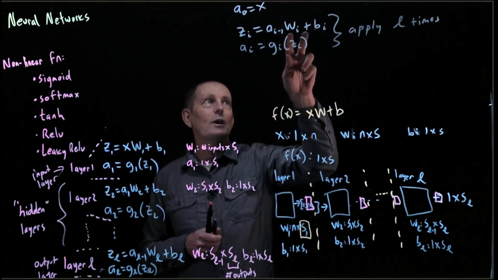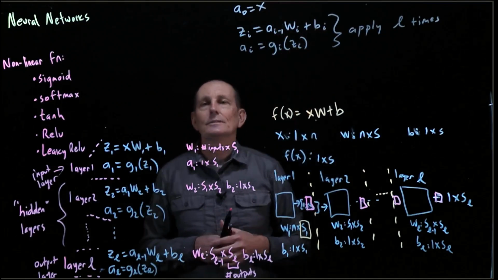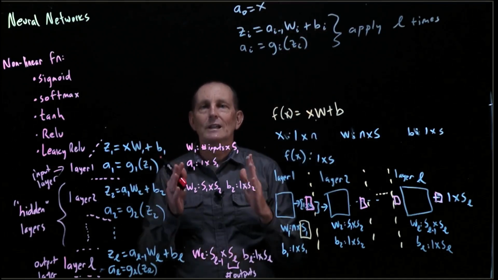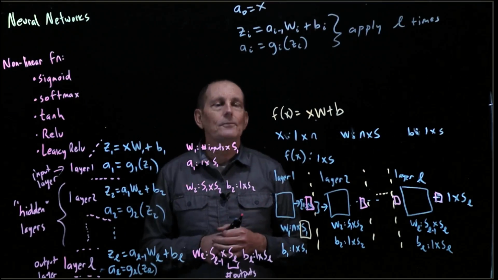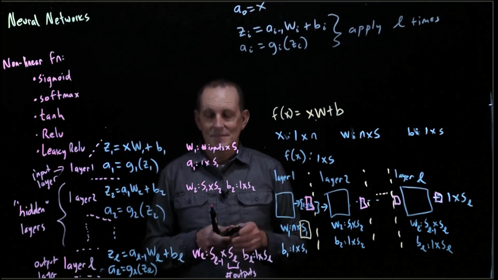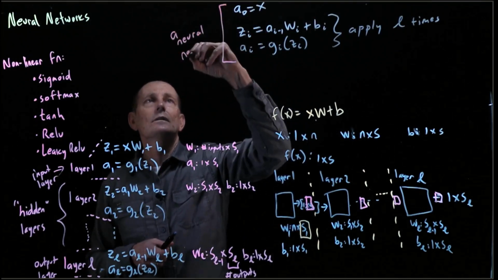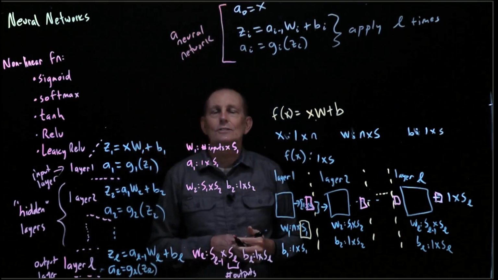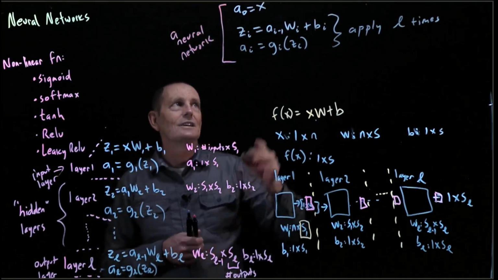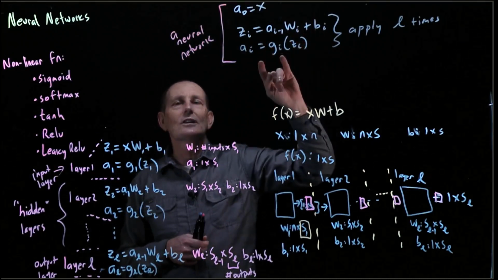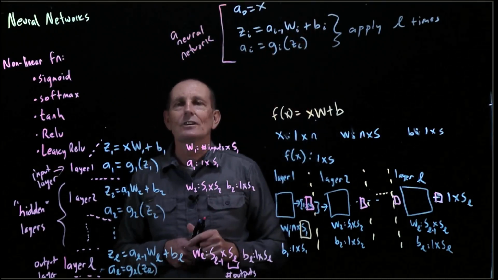Of course, we have a different W I, B I, and a different G I. The output of one layer becomes the input of another layer, and so on. This is a neural network. And I think this is the easiest way to understand neural networks: matrix multiplication with a matrix addition, application of an activation function, rinse and repeat.